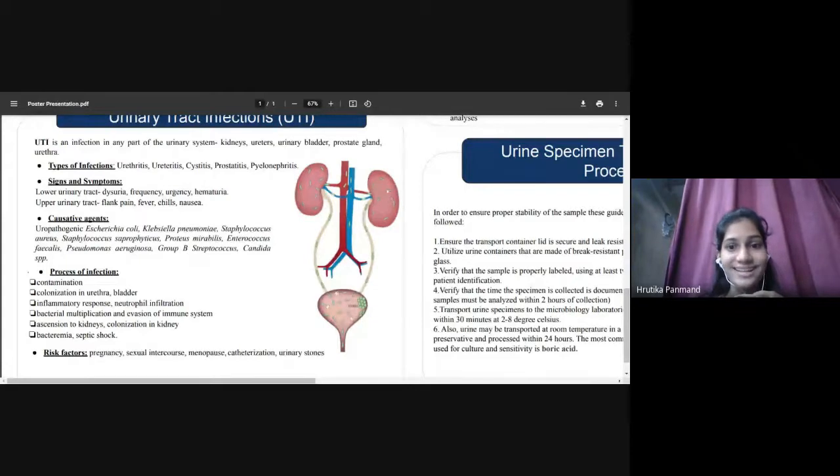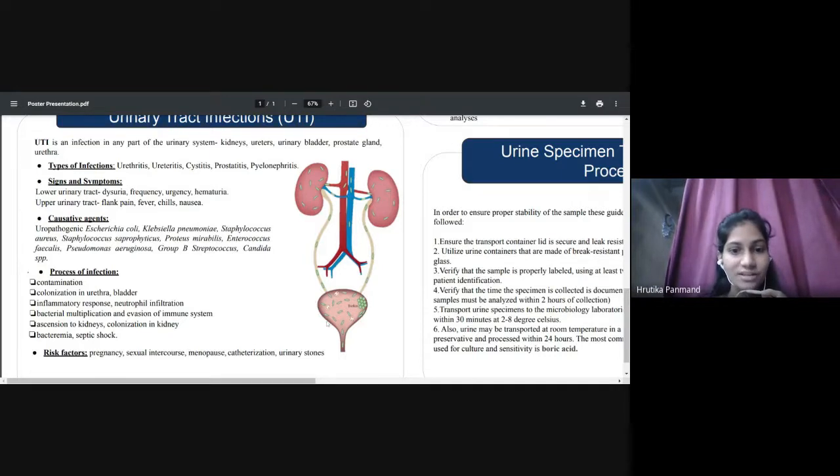Then if not treated at this stage, it would lead to a severe infection, and these bacteria may enter into the circulation via the renal vein, causing bacteremia, that is, bacteria are found in the blood. And this bacteremia may lead to septic shock. Sepsis basically means an inflammatory response by the host towards a severe infection, and septic shock is a sudden drop in the blood pressure which may lead to multiple organ failure.